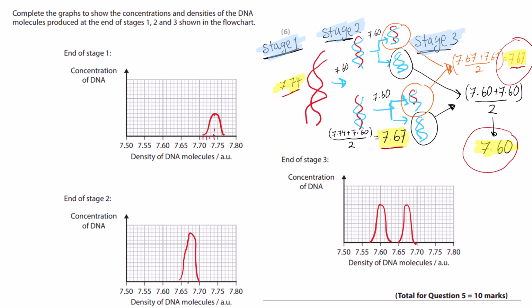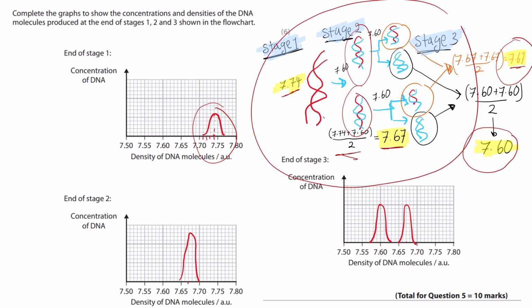So stage 1, we're going to have a peak at 7.74, which is over here. And then for stage 2, we're going to have a peak that is double the height of the first peak because we produced 2 instead of 1. This is a very important point. The peak for the end of stage 2 is going to be at 7.67. Here's the calculation. For the end of stage 3, we're going to have 2 peaks, one at 7.67 and one at 7.60. And here are the calculations and the diagram, which is going to be really helpful.